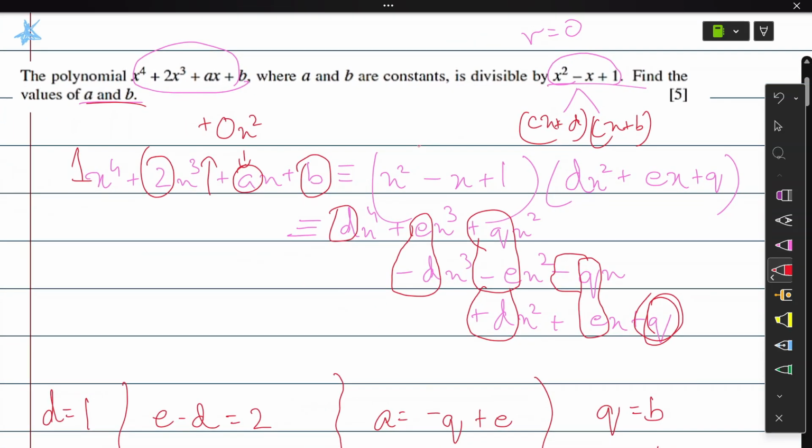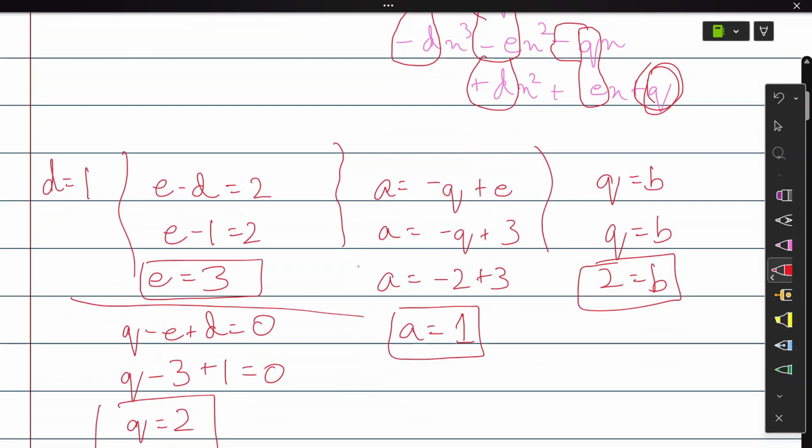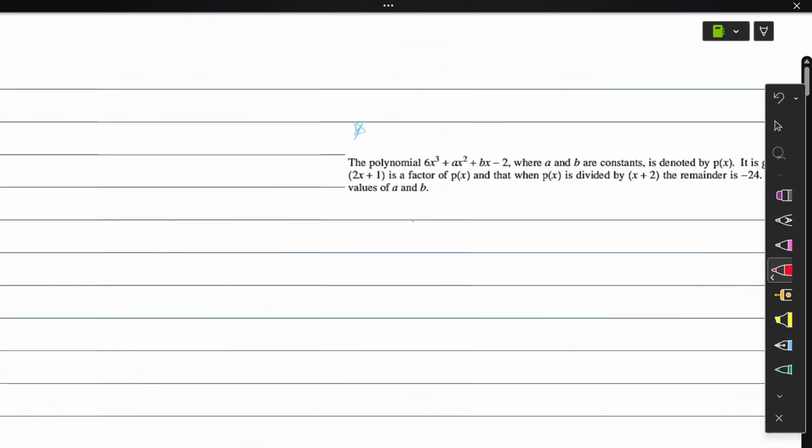So what are you going to do? We're going to compare coefficients. Take two quadratic equations that must multiply to form this equation. If you simplify that, you get it in terms of the unknown constants. Then just compare the coefficients, make your equations, substitute values here and there, and you get the answer, right? Moving on to question number 2.